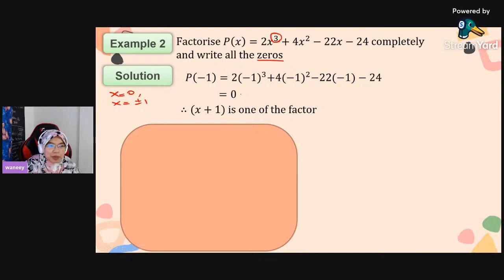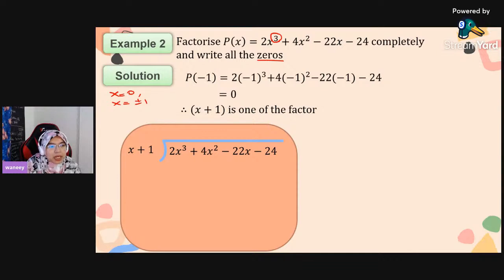Now take the polynomial and divide it with the factor. So 2x cubed plus 4x squared minus 22x minus 24. We are going to do the long division with x plus 1 because I will need to have the quotient over here, because the quotient is definitely a quadratic function.